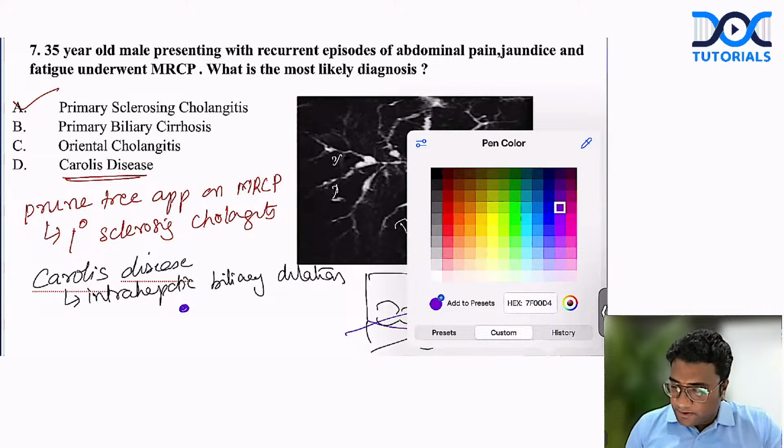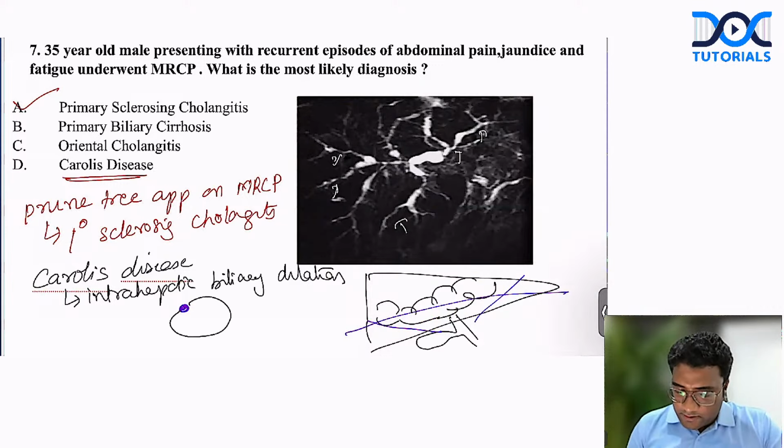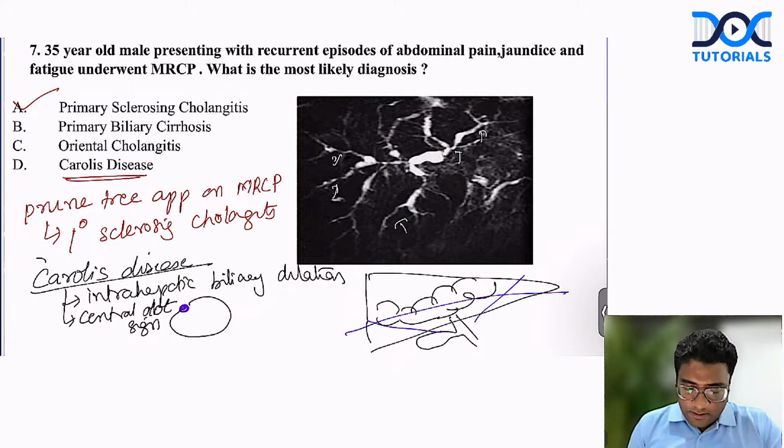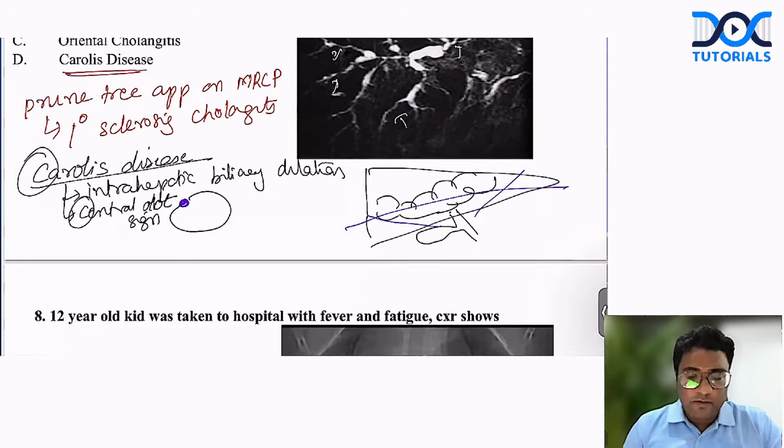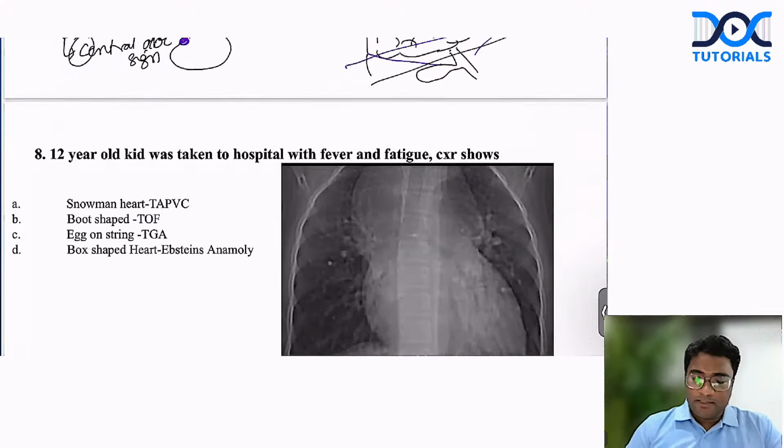What do you call that appearance? That is called a central dot sign. This is Caroli's. So remember, central dot sign is a feature of Caroli's disease, type 5 choledochal cyst, right? Intrahepatic biliary dilatation.